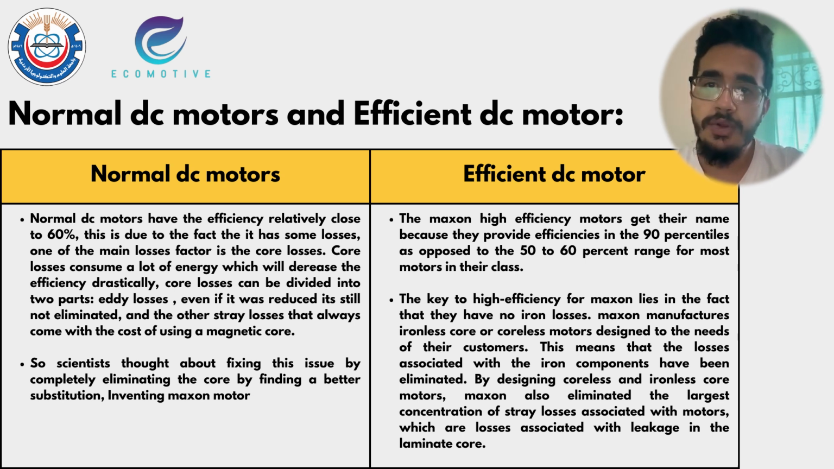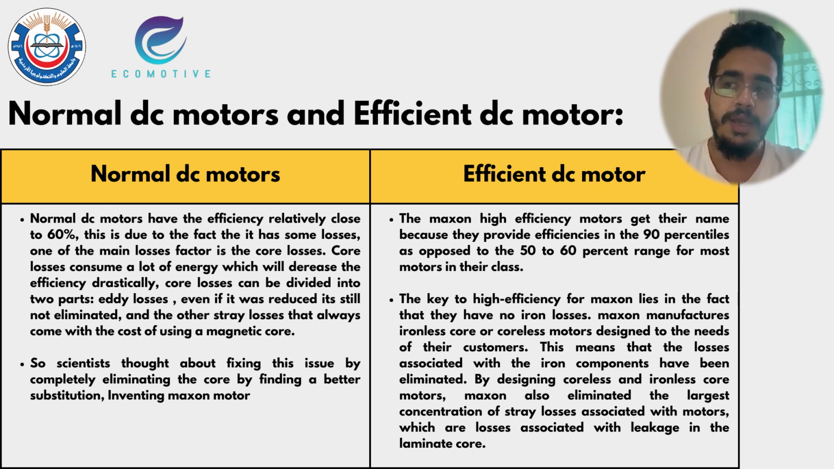And what do we mean by eddy losses? Basically, even if it is reduced, it's still not eliminated. And also, eddy losses are known as iron losses. To decrease eddy losses, we can use lamination. Basically, each lamination is insulated from the other by a thin layer of coating, varnish or oxide film. And the other part, for example, stray losses, which always come with the cost of using a magnetic core. And another thing, for example, hysteresis losses, which are similar to eddy losses, but occur in the armature winding due to the reversal of magnetization of the core.